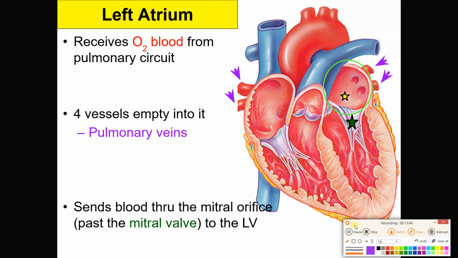And by the way, the mitral is also known as the bicuspid. So you can use mitral valve or bicuspid valve. So tricuspid on the right, bicuspid on the left. Bicuspid because it has 2 flaps to it.